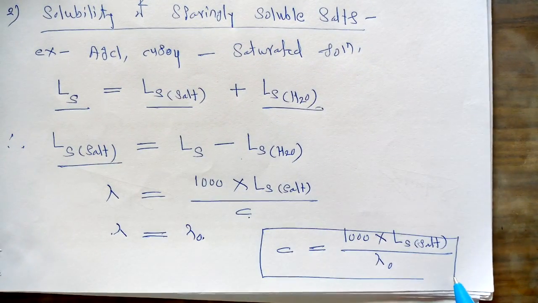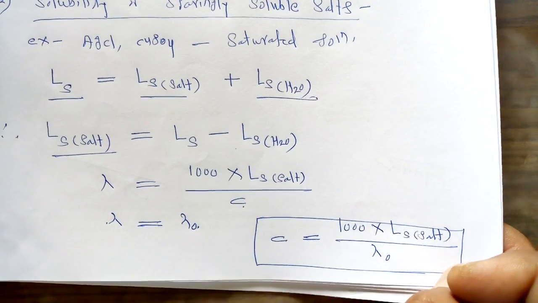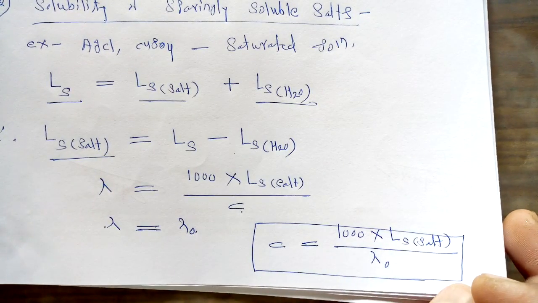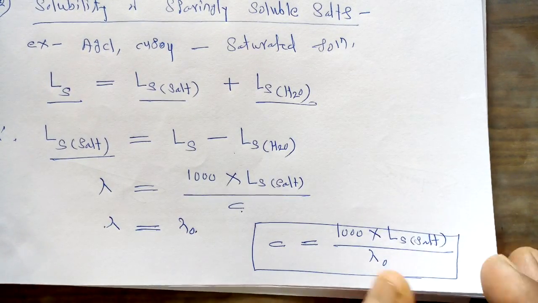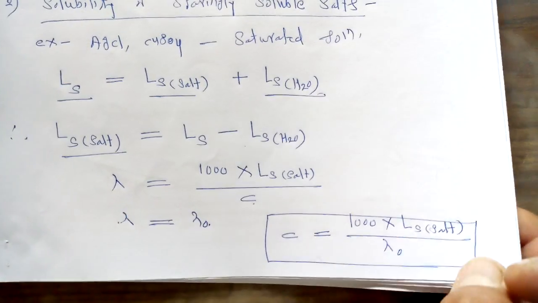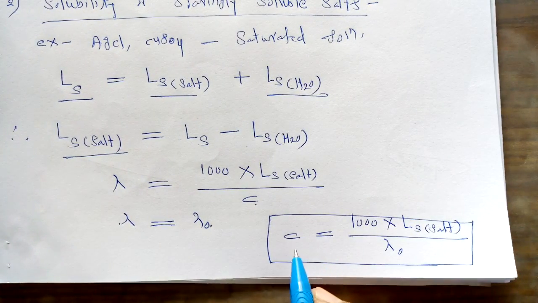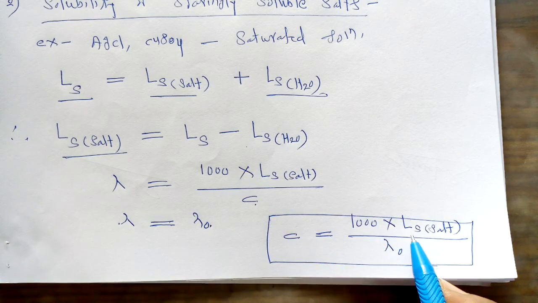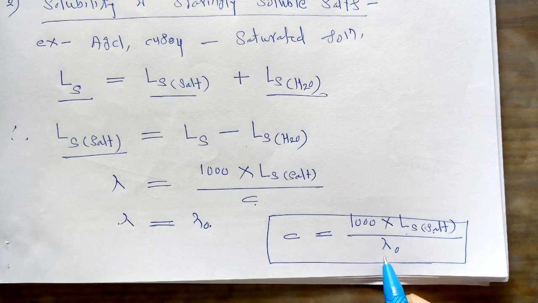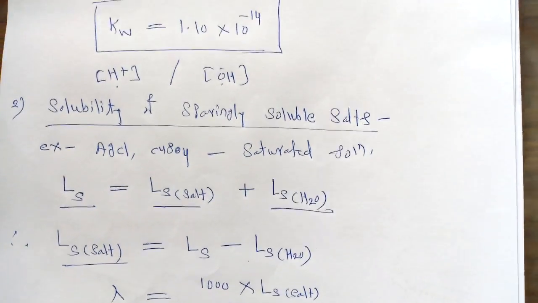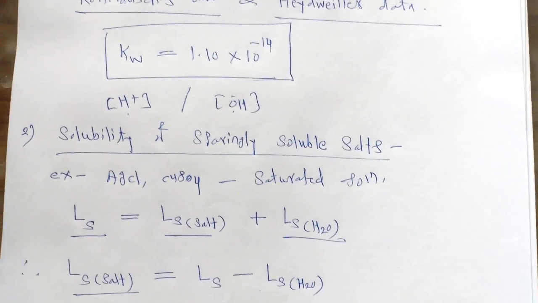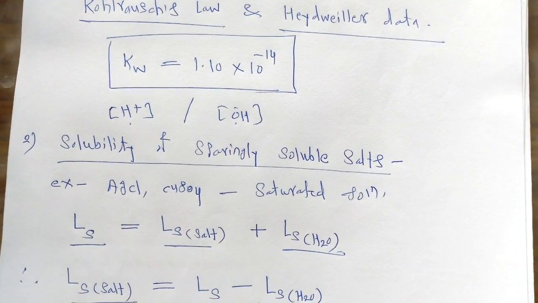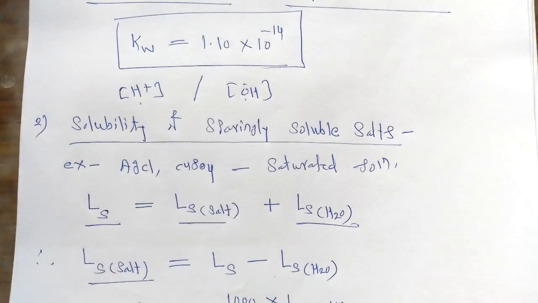So by using this equation, we may calculate the concentration of a salt from the given solution. This is the final equation for the calculation of the concentration of the sparingly soluble salt present in a solution. That is C is equal to 1000 into specific conductance of salt divided by equivalent conductance at infinite dilution. So this is the second important application of conductance measurement, that is the solubility of the sparingly soluble salt.